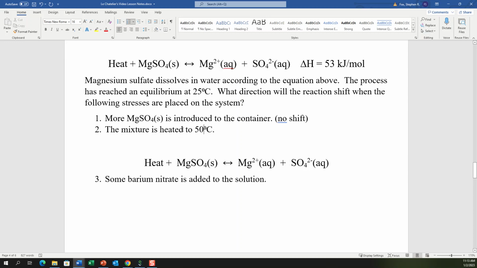All right, the mixture is heated to 50 degrees Celsius. So if I heat up a container, I'm adding heat, or a reaction, I'm adding heat. Heat's a reactant. How do I know heat's a reactant? Because delta H was positive. So now adding heat is going to cause it to shift to the right. So this would be shift to the right. Right, and that would produce more of the aqueous ions there.